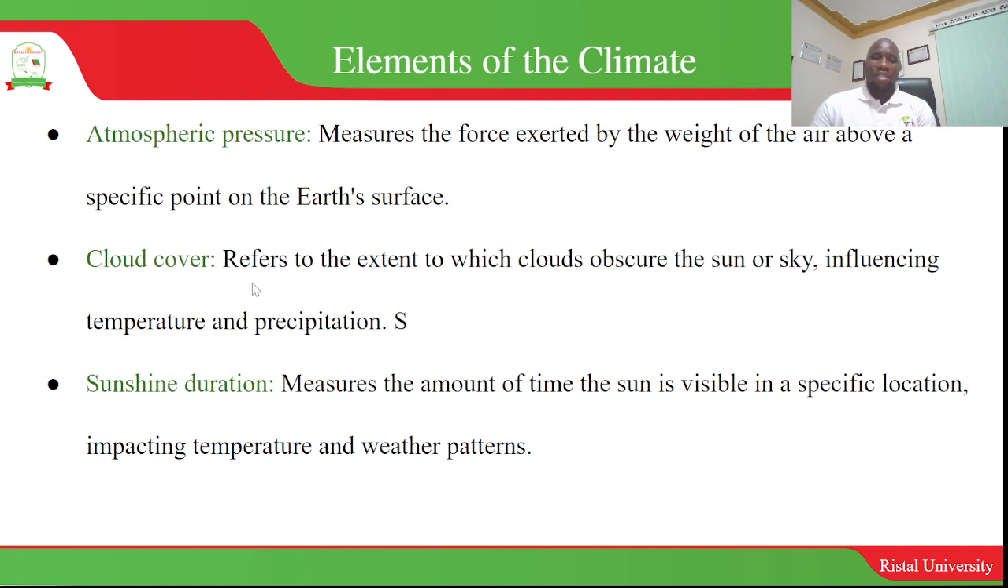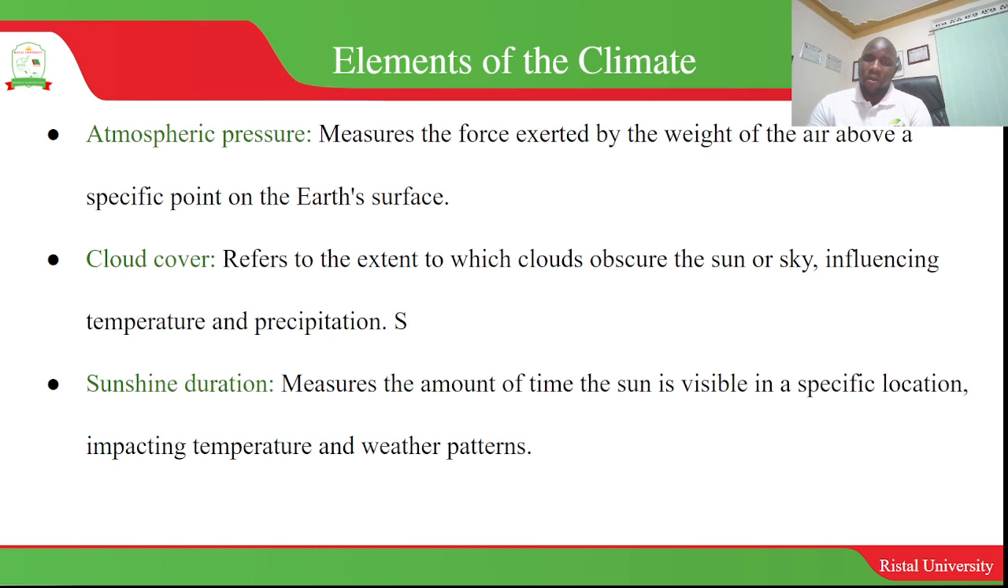And then we have what you call cloud cover, which is basically the extent to which clouds obscure the sun or the sky. And this is actually very key in determining temperature and precipitation, which we have described earlier on. In some places the sun is visible, whereas in others the sun is visible only during certain times.